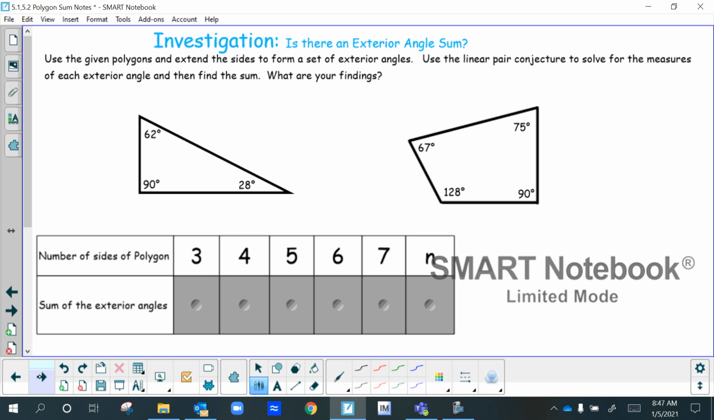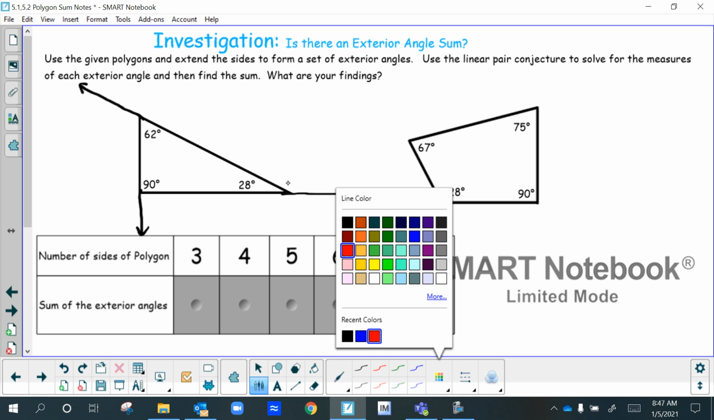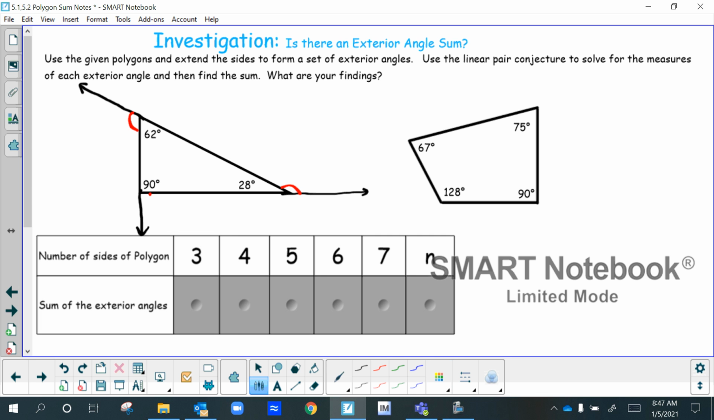So let's do an investigation with the exterior angle sum. Maybe they add up to a certain amount of degrees. It says use the given polygons to extend the sides to form a set of exterior angles, just like I just showed you, and then use your linear pair conjecture to solve for the measures of each exterior angle and find the sum. Okay, so let's extend each angle first. We're going to extend it out that way, and then that way, and then extend this one down. Here are my exterior angles, this red one and this red one.